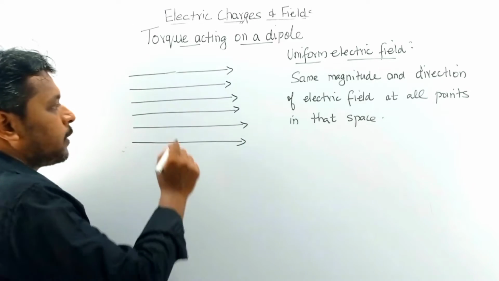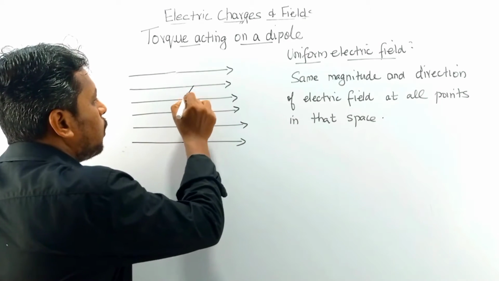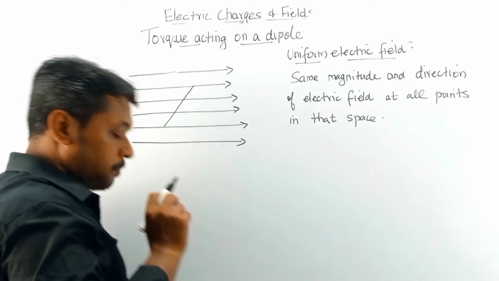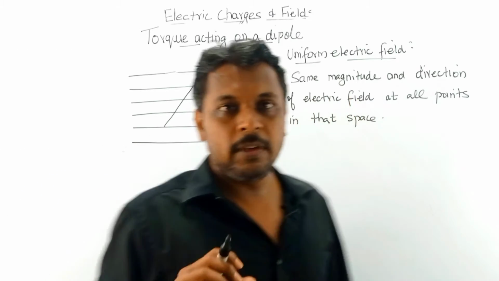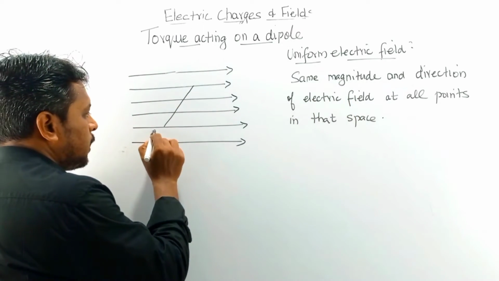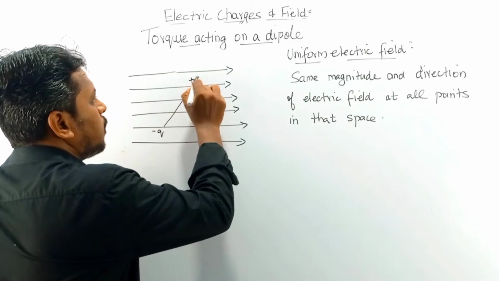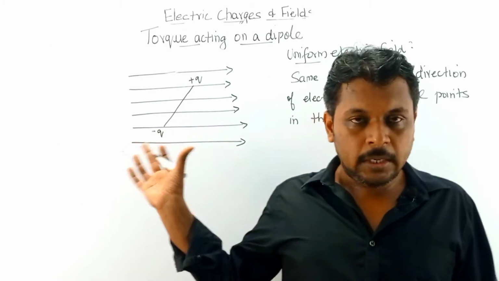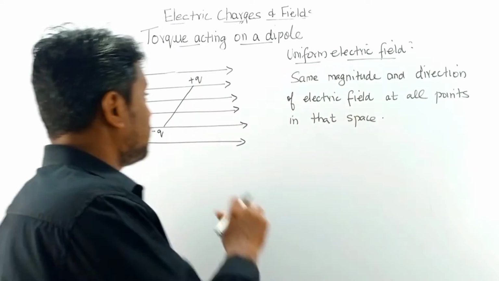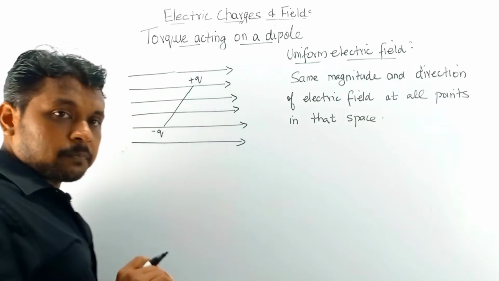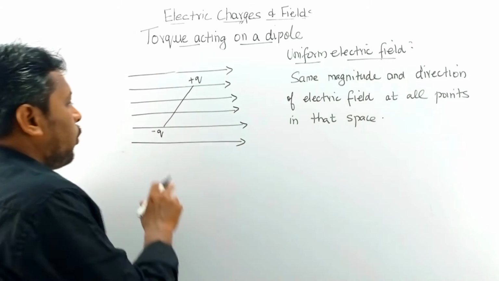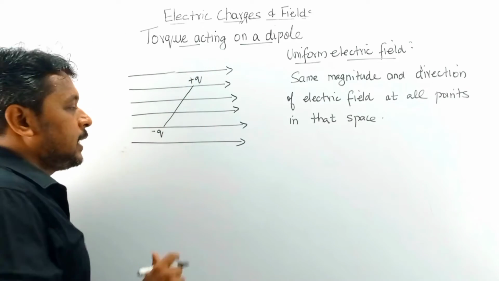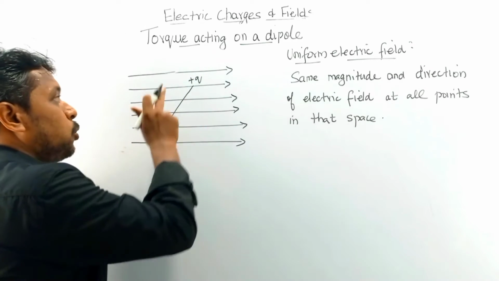Now we'll see what happens to a dipole placed in this uniform electric field. You know that a dipole has charges of equal and opposite nature, two charges of equal and opposite magnitude. So we have minus q and plus q. This is the dipole. When the dipole is placed in a uniform electric field, it has two charges of opposite nature, minus q and plus q.